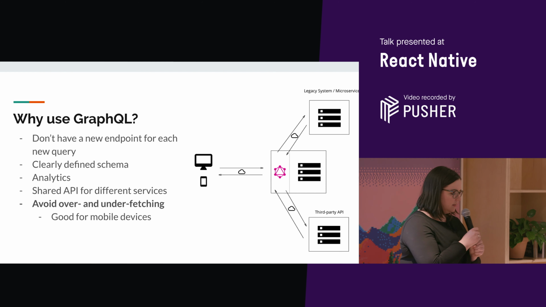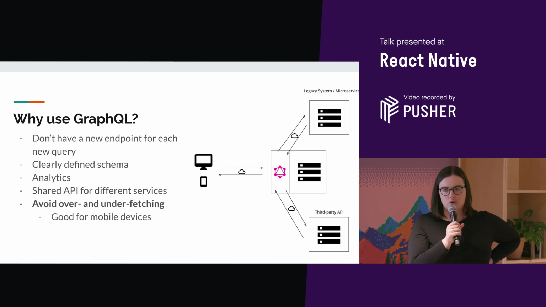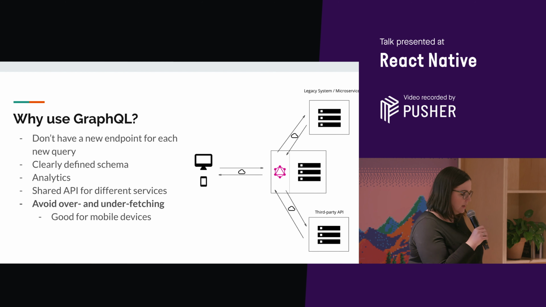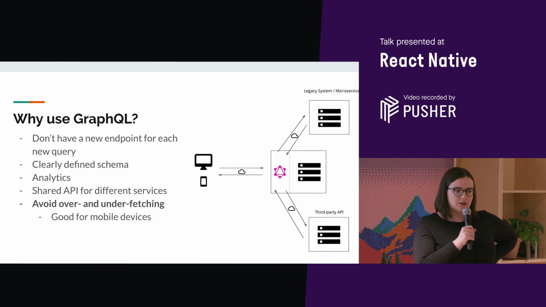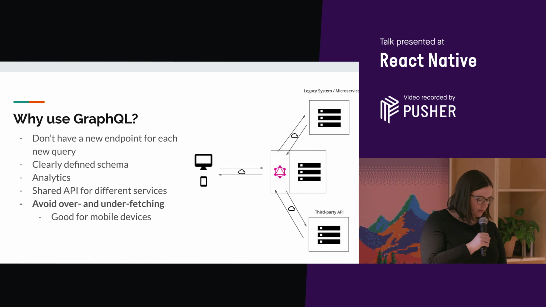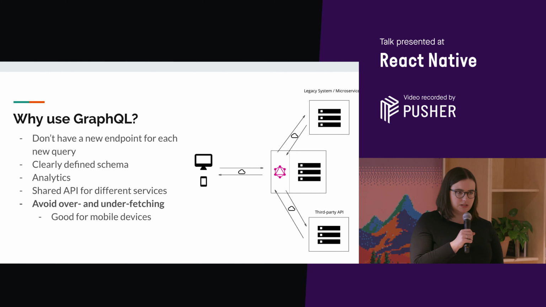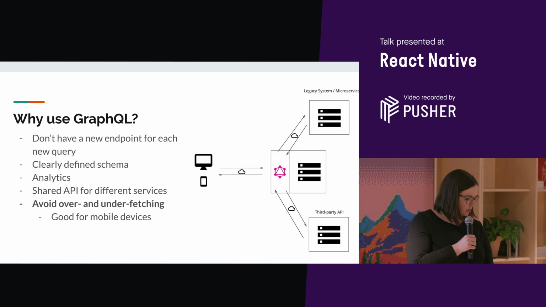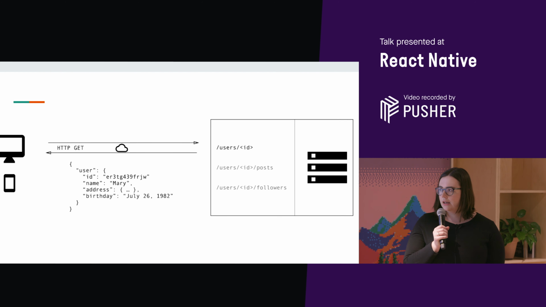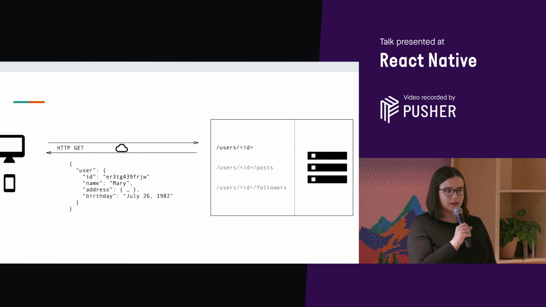And the main benefit that I see with working with React Native is that we avoid over and under fetching, which I will go into more in a moment, but this is really good for mobile devices where they might have limited network connection or not enough data. So it's really helpful there to limit the amount of data that you're using. So I'm going to quickly run through an example of a REST API and why it would have been better to use a GraphQL API.